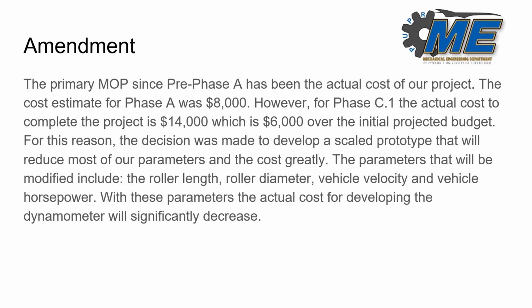For the reason of surpassing the budget, we decided to make an amendment and reduce the parameters and cost greatly. The parameters that will be changed are roller dimensions such as length and diameter, the size of the brake calipers, brake disc, and the chassis. With all that in mind, we are also going to test the dynamometer for a smaller vehicle that will have a smaller velocity and smaller horsepower.